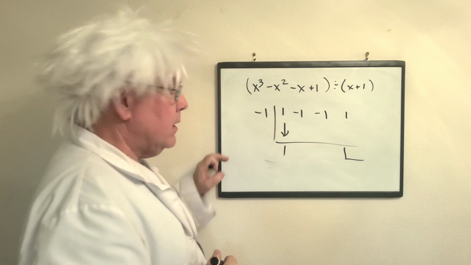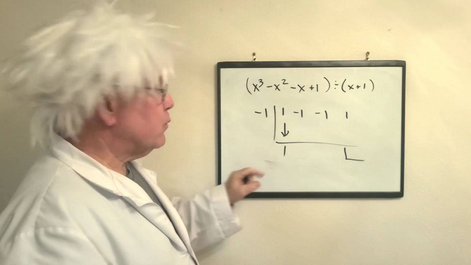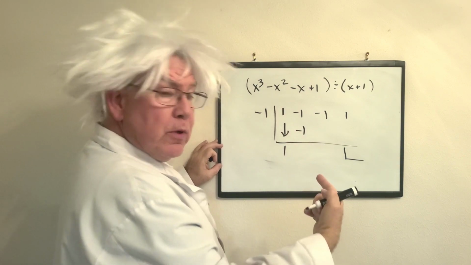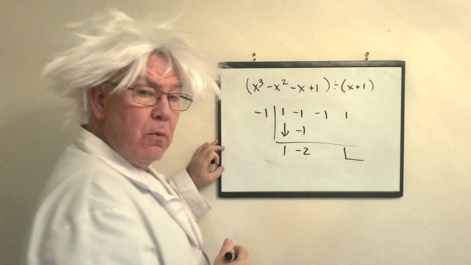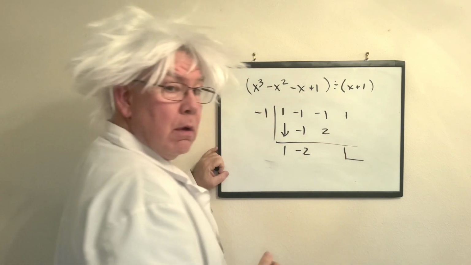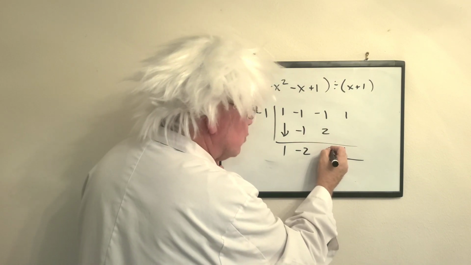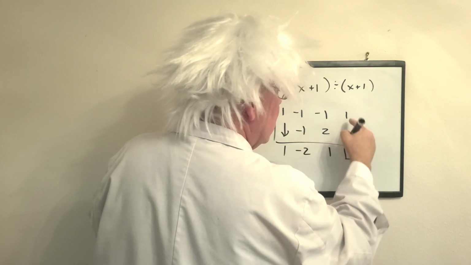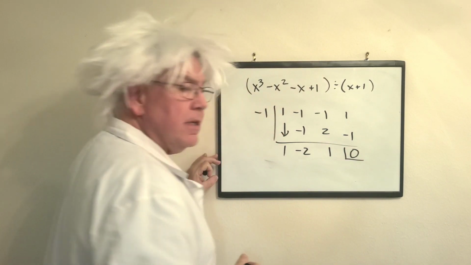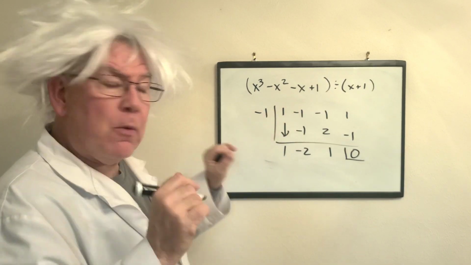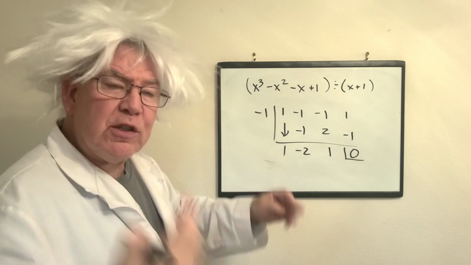bring down the 1. -1 times 1 is -1. So -1 plus -1 is -2. Everybody with me? Now -1 times -2 is 2. -1 plus 2 is 1. And now -1 times 1 is -1, and -1 plus 1 is 0. Dudes, guess what we know? We know that this is actually a factor of this, but we now need to know what's left over.